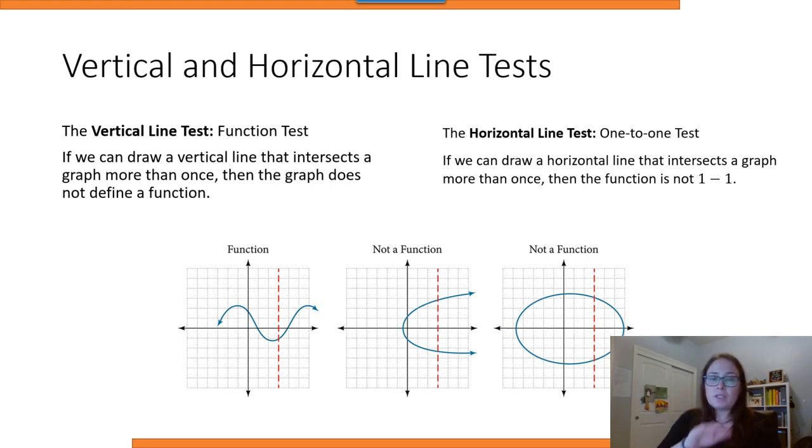And the middle one, well, I can't draw any horizontal lines through that intersect more than once. So that one is one-to-one. The last one, I can draw horizontal lines that intersect that ellipse or oval shape. And so that's not a function and it's not one-to-one. Okay, so that's how those tests work, and you can do it with a relation that is just a bunch of points or a continuous curve like these examples here.